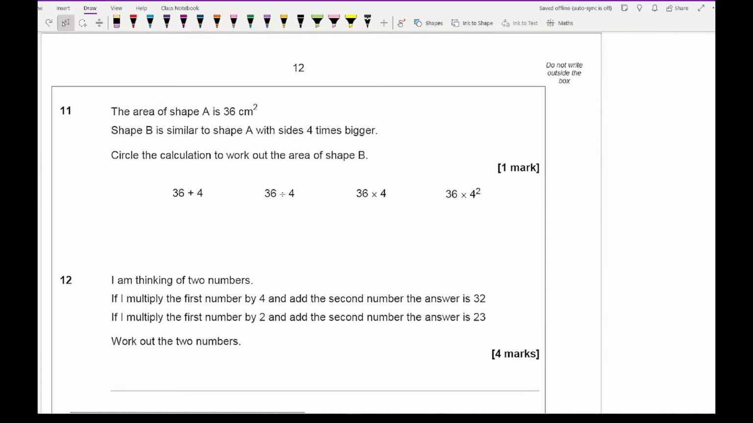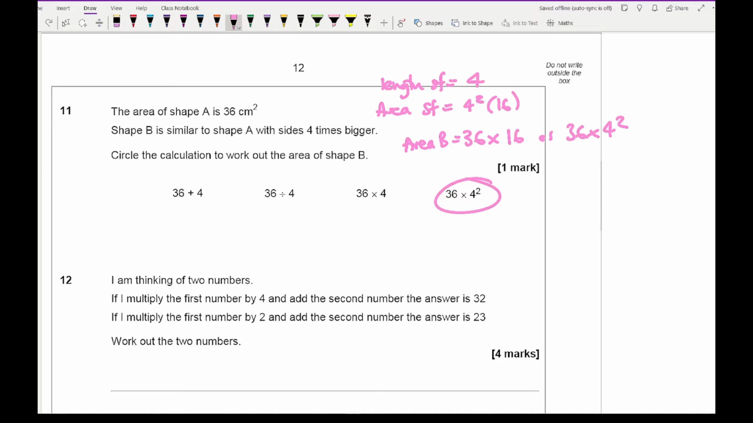Moving on to question 11, it says the area of shape A is 36 centimeters square. Shape B is similar to shape A with sides 4 times bigger. Circle the calculation to work out the area of shape B. So here what I need to know is that the length scale factor is 4. So that means that the area scale factor is going to be 4 squared or 16. So to work out the area of B, it's going to be 36 times the area scale factor, which is 16, or 36 times 4 squared, which is our fourth option.